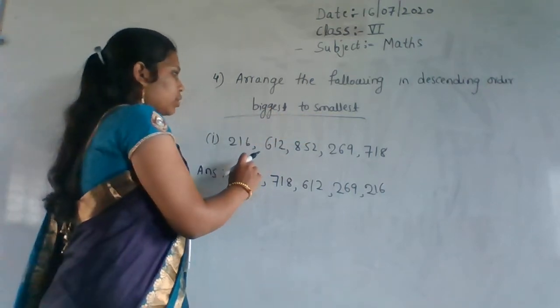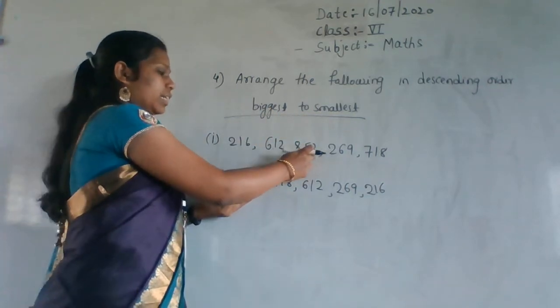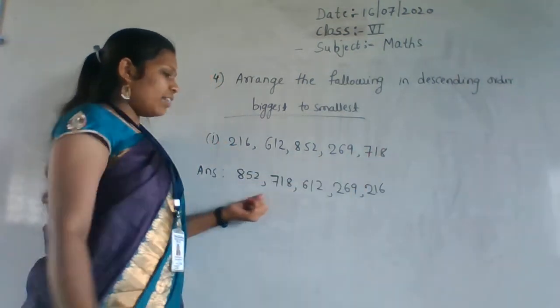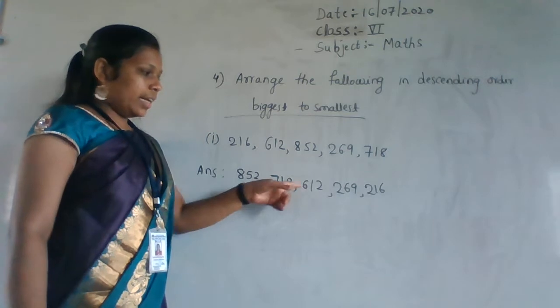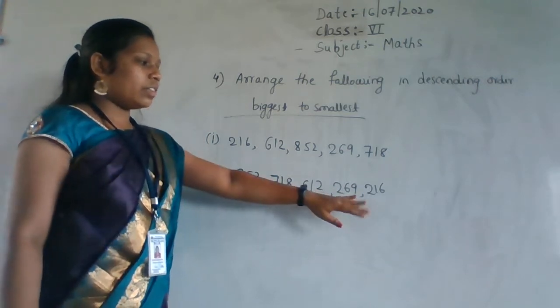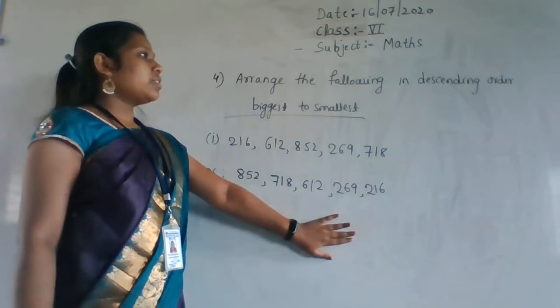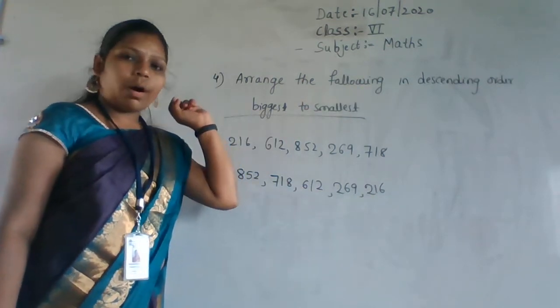The 852 is the biggest value in the given problem, and after that 780. Next number is the 612. After that 269. Next number is the 216. So this is called the descending order.